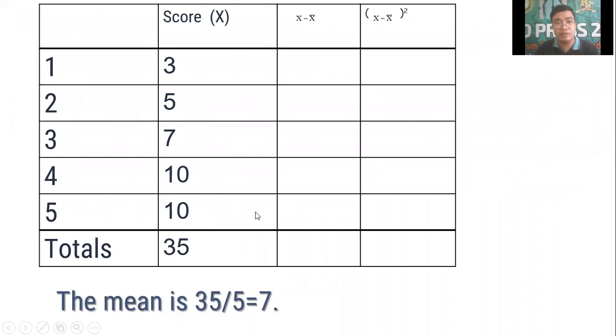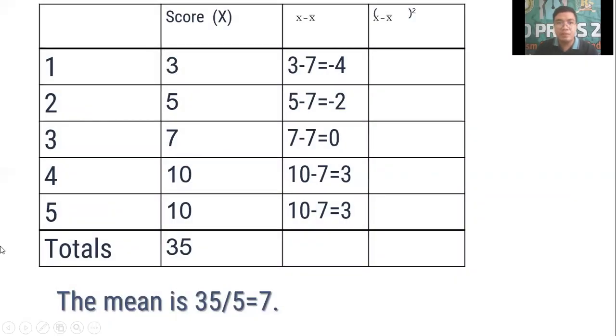For example, you have the following scores: 3, 5, 7, 10, 10. So the average is 7, because 3 plus 5 plus 7 plus 10 plus 10 is 35. Divided by 5, it will give us the mean of 7. How can we get the value of our variance?